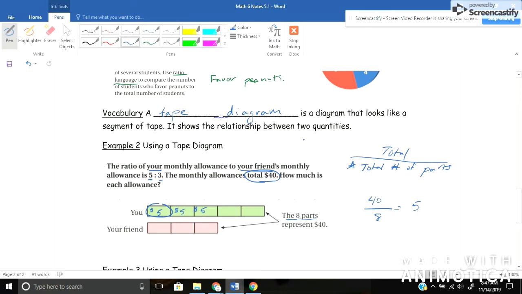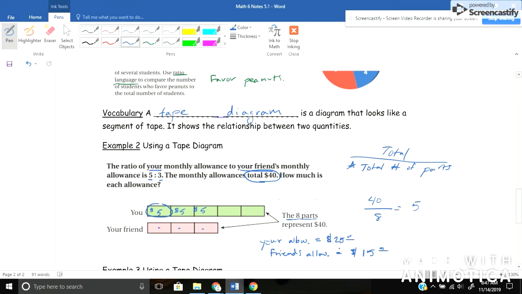Okay, so how much is each allowance? Well, yours would be 5, 10, 15, 20, 25. So your allowance is $25, and your friend's allowance will equal, okay, 5, 10, 15 dollars. Okay, so that is how you use a tape diagram.